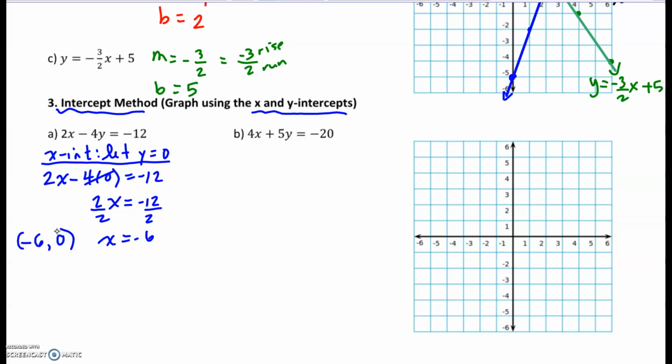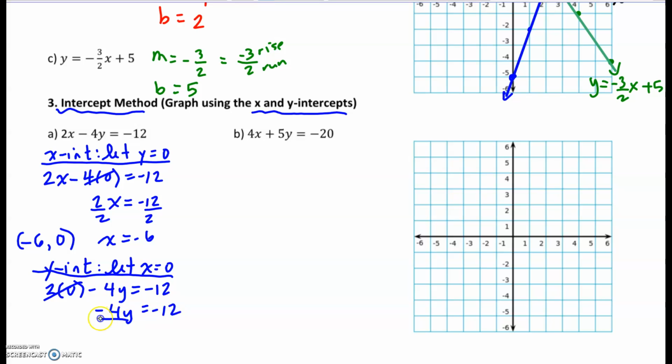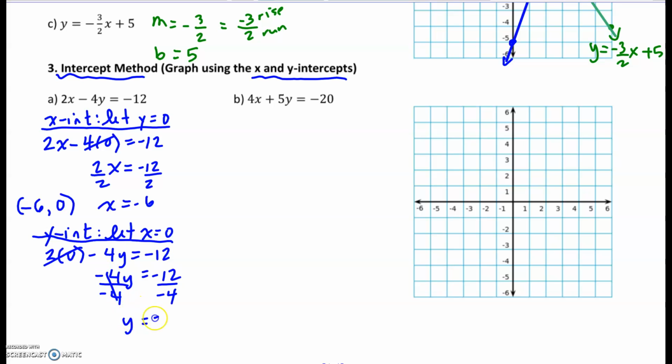So now I'll find the y-intercept, and that means I let x equal 0. So wherever I see x, I will sub in a 0, so it'll be 2 times 0 minus 4y equals negative 12. 2 times 0 is gone, so I'm left with negative 4y equals negative 12. Divide both sides by negative 4, and I'll get y equals 3. And I can write that as an ordered pair, 0, 3. Okay, let's go ahead and plot my points right away. So I have a point at negative 6, 0, and a point at 0, 3. And we'll draw a line between the points.